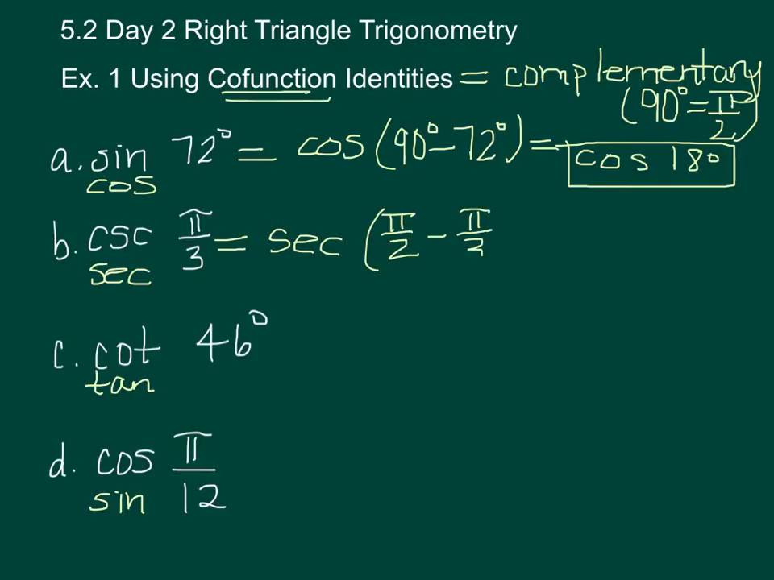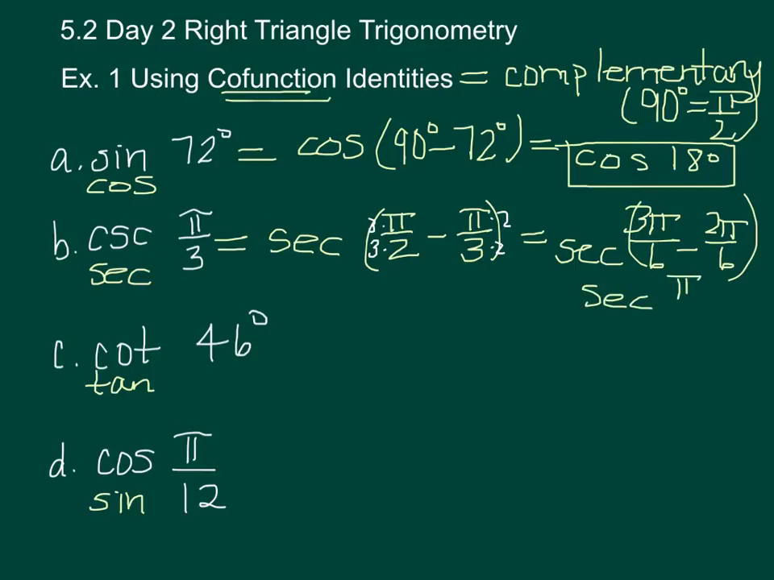And the complicated thing about radians is you have to get a common denominator. So I'm going to multiply the first fraction by 3, the second fraction by 2. So that will leave me with secant 3 pi over 6 minus 2 pi over 6. So the complementary angle would be secant 1 pi over 6.